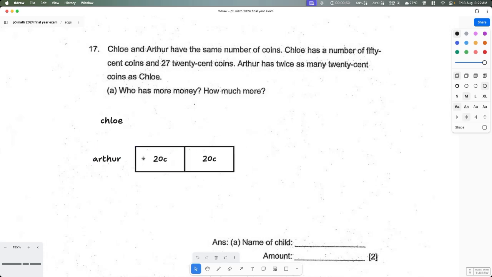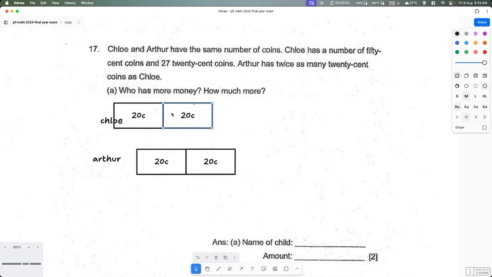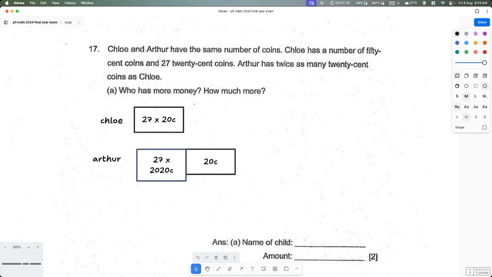So I'm going to put it like this. Okay, so always something like this, right? So how many 20-cent coins do they have? Chloe has a number of 50-cent coins and 20-cent coins. So Chloe has 27 times 20 cents. So that means Arthur has two times as many also, right? Okay, like this and like this.